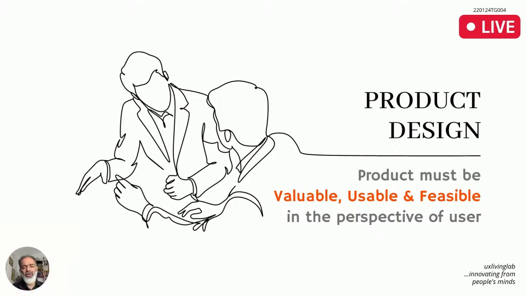It should be valuable to the user. It should be usable to the user. It should be feasible to the user. From the perspective of the user, that is important. You can claim that it is valuable. The company can claim that it's usable, but these things have to be measured from the perspective of the user. Users should say that this is valuable, usable, and feasible. This is the definition given by a great management expert. I always use this explanation while doing product design. So valuable, usable, and feasible.